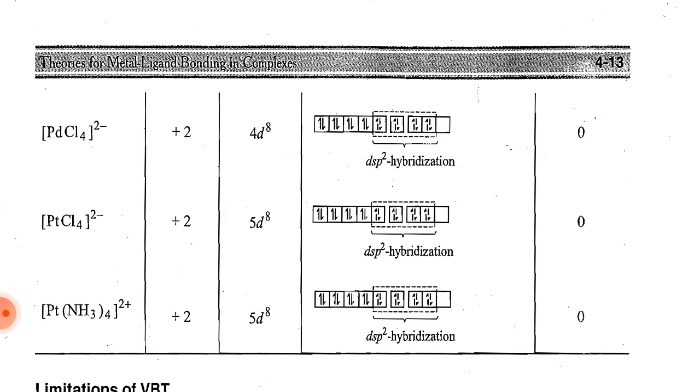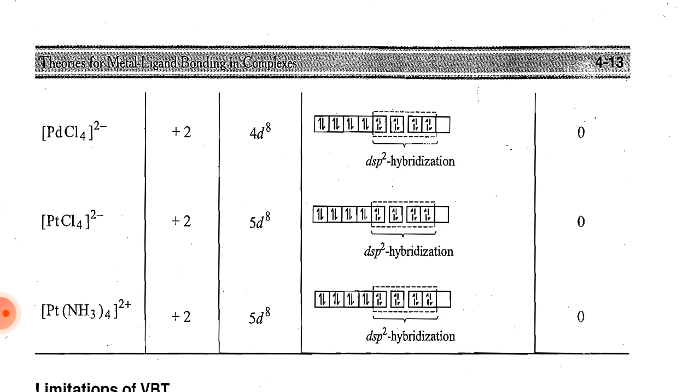Then [PdCl4]2-. The oxidation state of palladium is +2. The valence shell of palladium is 4d8. So palladium tetrachloride 2- will form dsp2 hybridization after sharing 8 electrons by the ligand. Unpaired electrons will be 0.